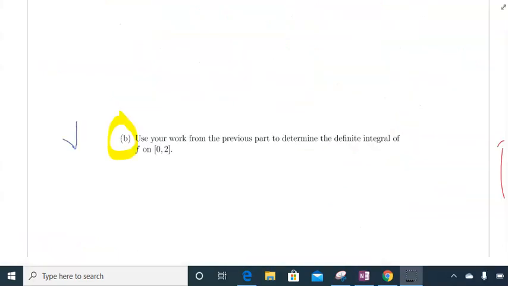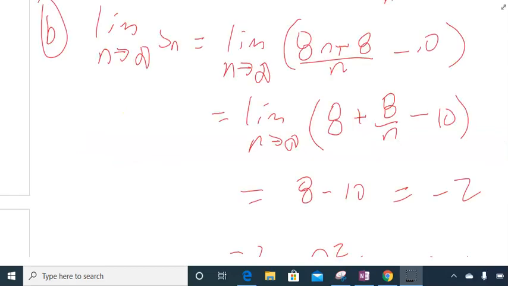Use your work from the previous part to determine the integral of f on the interval [0, 2]. In this case, we take the limit as n approaches infinity of s sub n, which is equal to the limit as n approaches infinity of (8n plus 8) all over n minus 10, which is equal to the limit as n approaches infinity of 8 plus 8 over n minus 10.